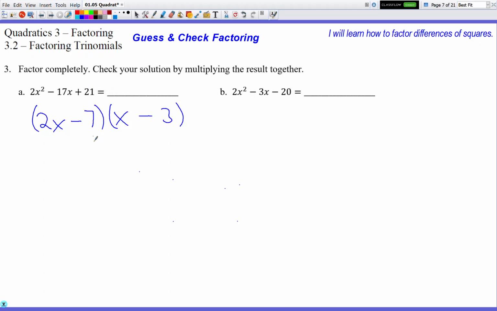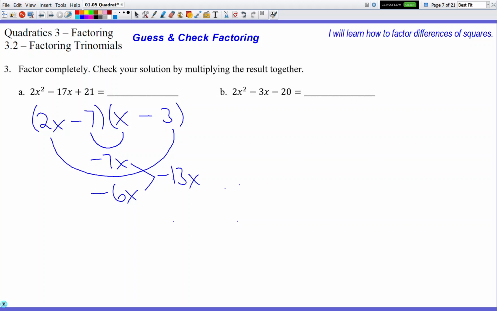So I'm going to do kind of like foiling, but I'm not going to do the complete foiling process. I'm going to just do the inside-outside part of foiling. Okay, so when I multiply my insides, that's going to be negative 7x. When I multiply my outsides, that's going to be negative 6x. And when these guys combine together, they make negative 13x. Is that the number in the middle that I wanted?